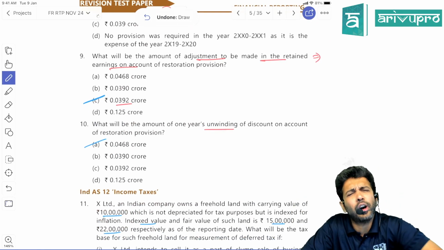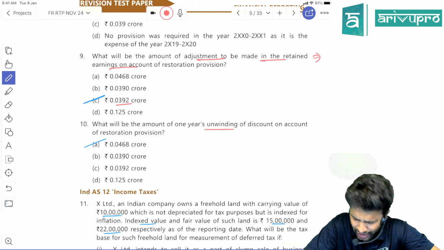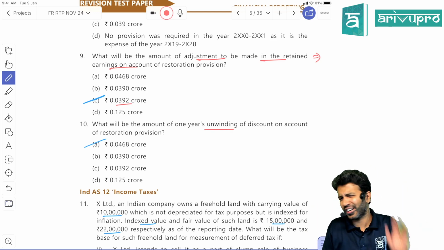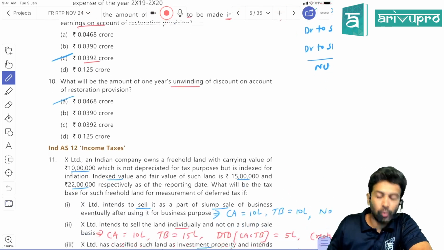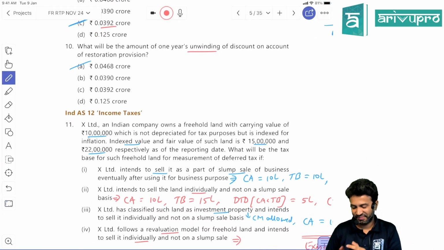So with this, all the case study based MCQ questions are over. That's all, nothing else. Overall pretty straightforward. Now let's run through the descriptive questions.